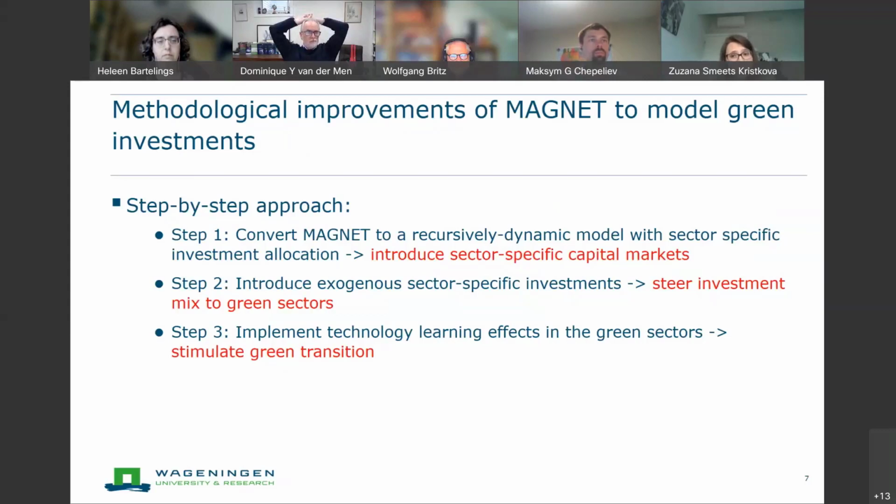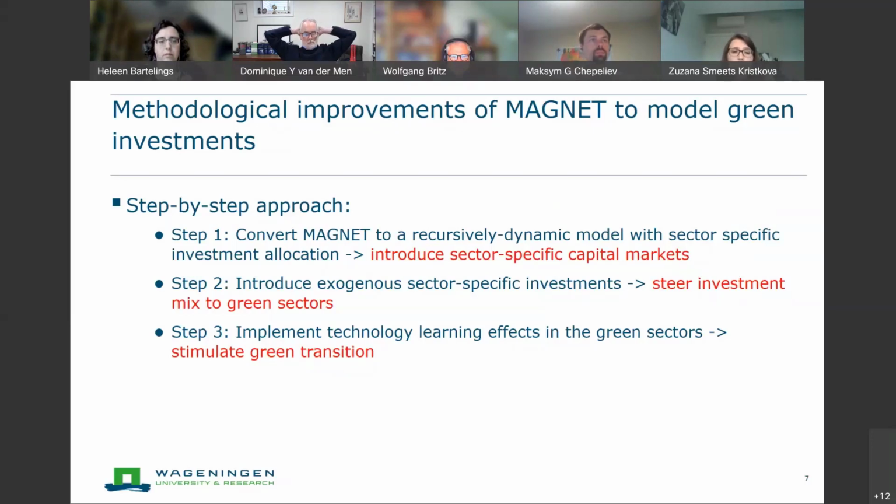And from that, the next step is to make sure that the capital markets are sector specific, so that we can distinguish between different investments in different sectors. So that was the first thing we did. We assessed various options, and we implemented a Tobin Q investment function, which is basically a function that enables us to distribute regional investments into various sectors based on their rates of return. So sectors with higher rates of return attract more investments.